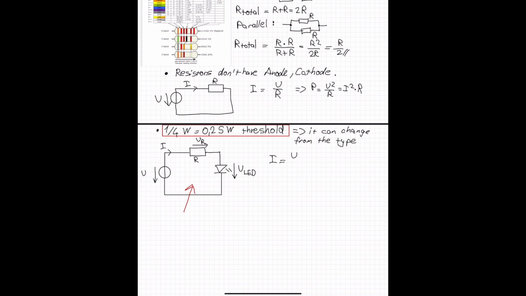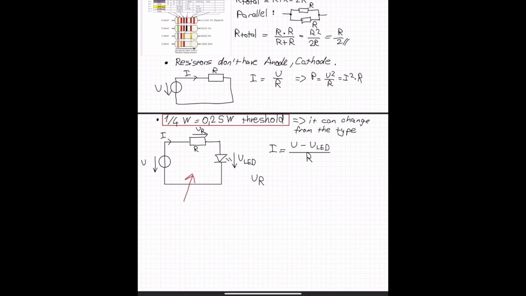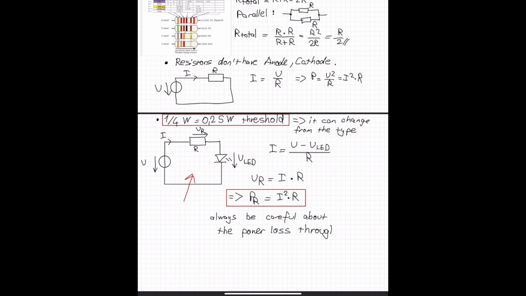So this is also a simple circuit. To find the current, we simply subtract the LED voltage from the voltage source and divide it by the resistance, and our total voltage drop on the resistor is equal to the current multiplied by the resistance, and our power loss on the resistor is current squared multiplied by resistance. So always be careful about the power loss on your resistors, because it's very inefficient.